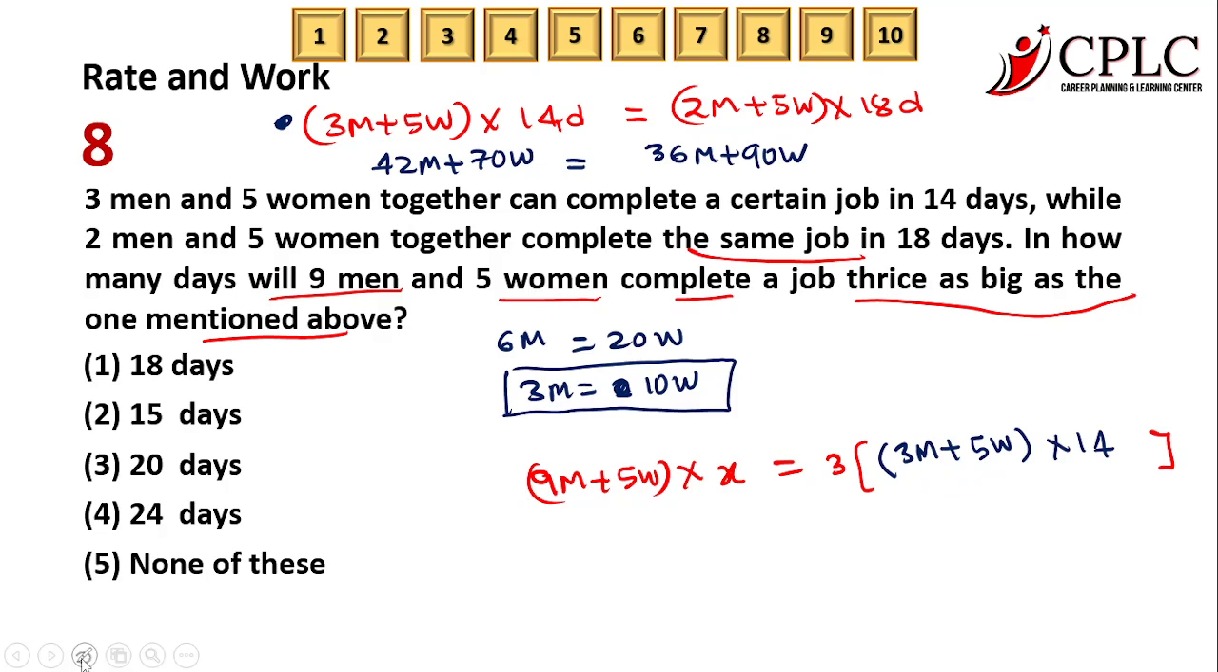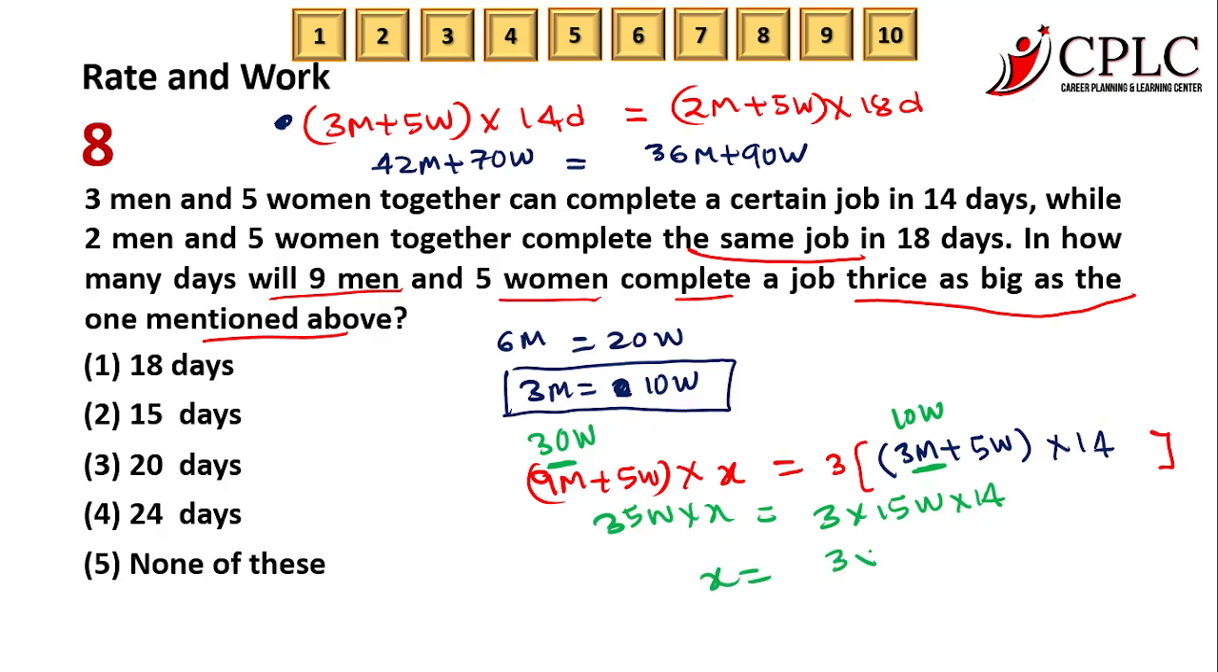So yeah, now solving this equation, we have got this relationship: 3 men is equal to 10 women. So 9 men, 3 threes are 9, so 10 threes are 30 women. And then again, 3 men is 10 women. We already know that from the calculation. So let's do that. 30 plus 30, 30 plus 5, 35 women into x is equal to 3 into 10 plus 5, 15 women into 14. Women is cancelled. X is 3 into 15 into 14 upon 35.